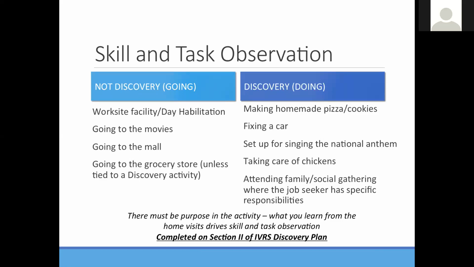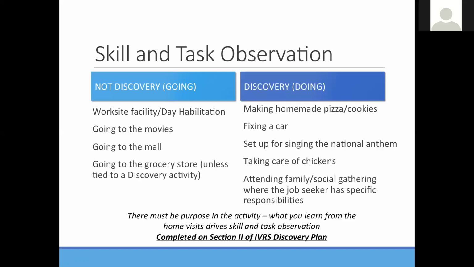Why is it that you want to go to the movies with this person? Because they like movies? Well, if you know they like movies, why don't you connect them with someone who does movie editing? Or, what are types of different positions around movies? Or, I hear on the radio all the time those companies that will take your VHSs and put them on a DVD or a flash drive. Discovery is doing. I want to see this person's hands moving.